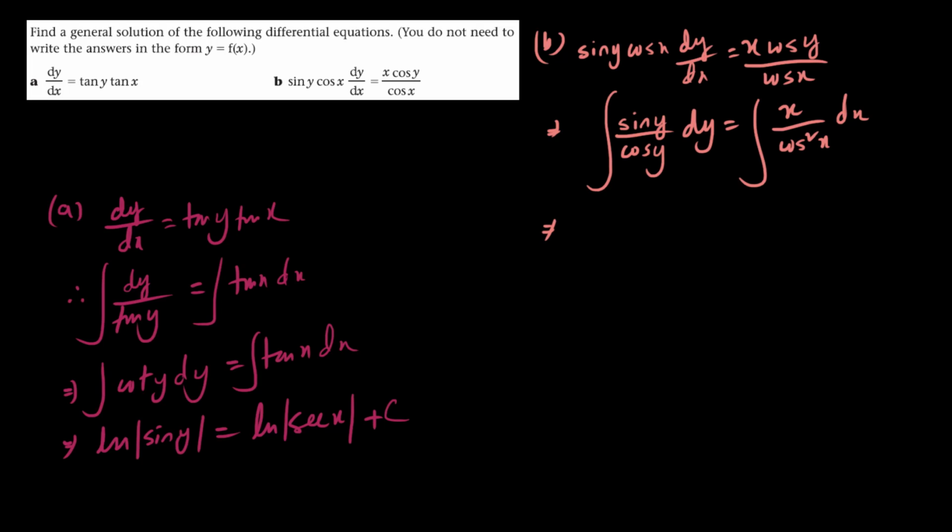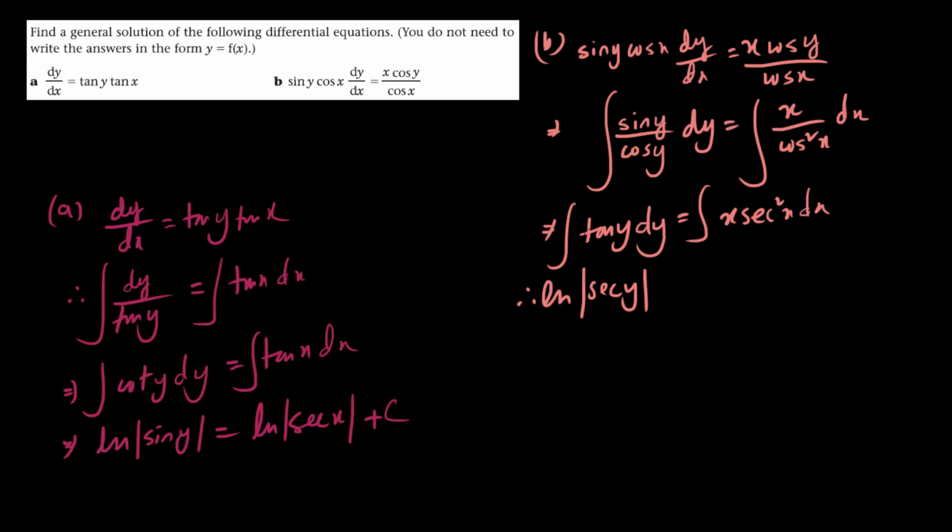So this is going to be pretty simple. Sin by cos is tan y dy, but on the other side this is going to be x times 1 by cos squared, which is sec squared x dx. Now this is clearly by parts, so this is going to be lengthy. So the left side is going to be ln of sec y, since the integration of tan theta is ln of sec theta. But the right one is going to be lengthy.